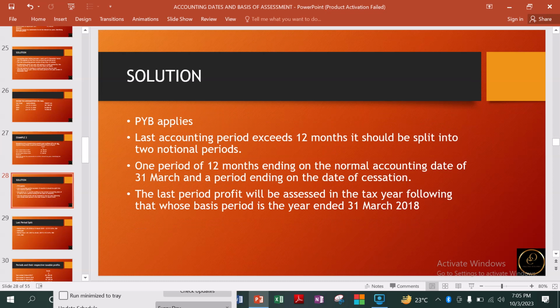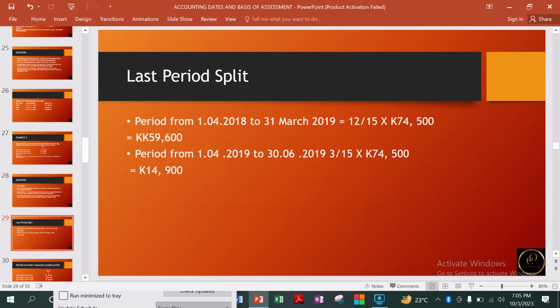That's accounting period exceeds 12 months, as I've already mentioned. It should be split into two notional periods. One period of 12 months ending on the normal accounting date of 31st March, and the period ending on the date of cessation. So that's what is supposed to happen. So the last period profit will be assessed in the tax year following that, whose basis period is the year ended 31st March 2018. Okay, so that is what we're going to look at. Let's look at how I present this particular solution.